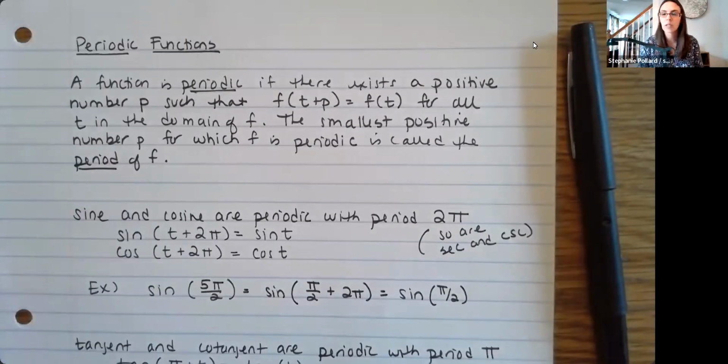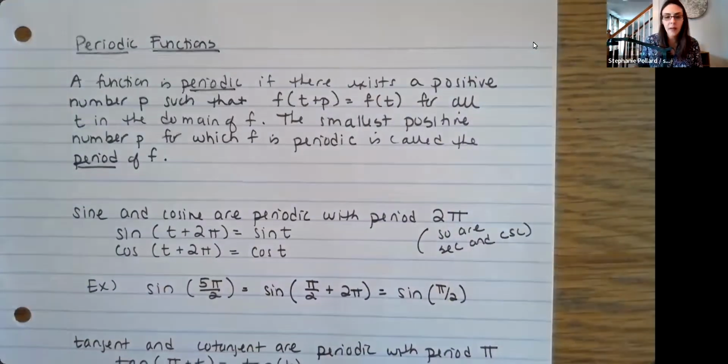Now, the trig functions are also an example of periodic functions. And periodic functions don't have to be just trig. It's any function that sort of repeats itself over and over again. So a function is periodic if there exists a positive number p such that the function of t plus p is the same thing as the original function at just t. And this is true for all t in the domain. The smallest positive number p for which f is periodic is called the period of the function.